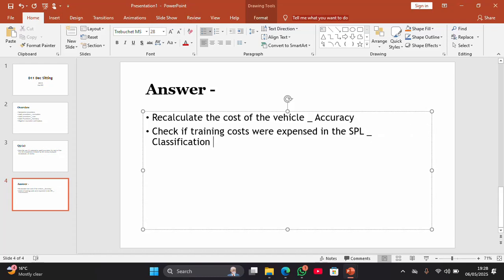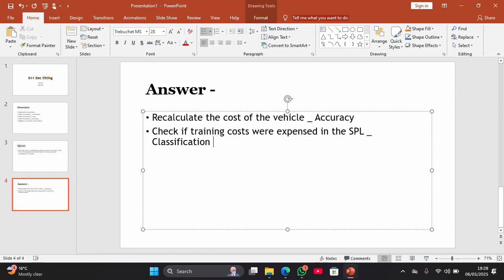Are we together? Depending on company policy, this training cost is supposed to be put under the correct expense heading. If you have got a question, you can ask. There is also an aspect of you checking whether part of this training cost could have been capitalized.